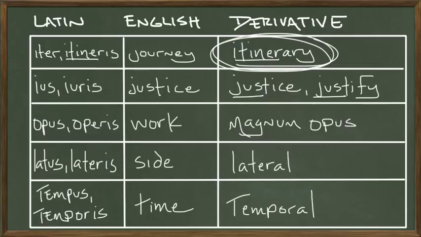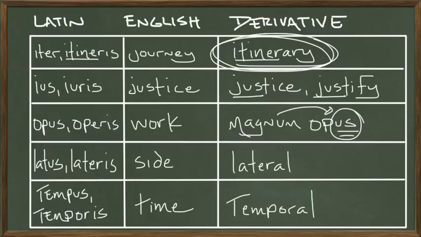Opus means work. Operis means of the work. This is where we get the English phrase. It's actually a Latin phrase that is now used in English, magnum opus. Notice that opus looks like a second declension masculine word, but it's not. It's a third declension neuter word. And because it's neuter, magnum, the word describing it, is also neuter. That's why you say magnum opus, not magnus opus, because opus is neuter.